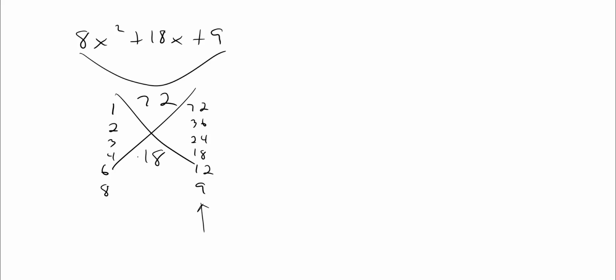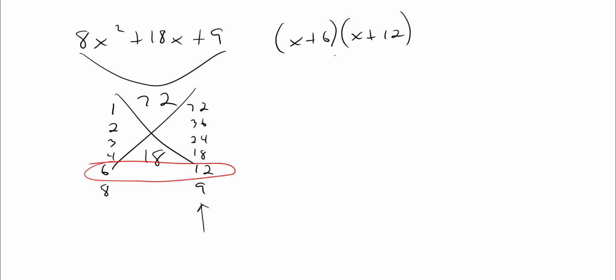So which one adds to give you 18? Well, you guys should recognize the 6 and the 12 give you 18. So in this case here, it's x plus 6 and x plus 12. And you're going to divide each of those by 8.